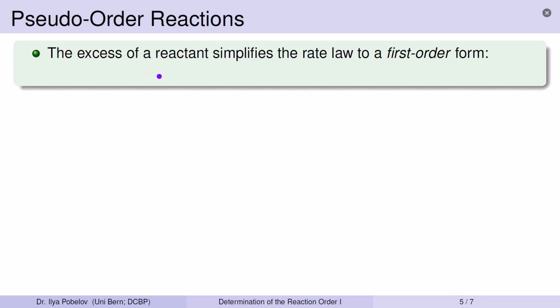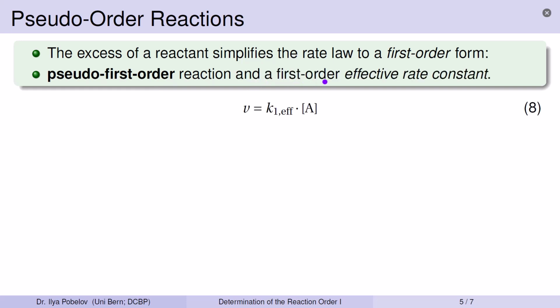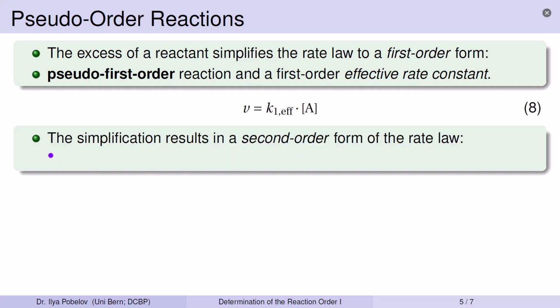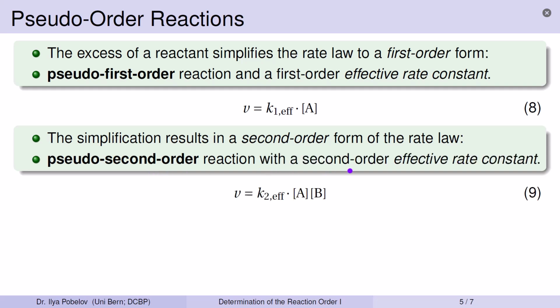Related to the isolation method of determining reaction orders is the concept of pseudo-order reactions. If the excess of a reactant simplifies the rate law to a first-order form, we are dealing with a rate law of a pseudo-first-order reaction and a first-order effective rate constant. Similarly, if the simplification results in a second-order form of the rate law, the reaction is called a pseudo-second-order reaction with a corresponding second-order effective rate constant.